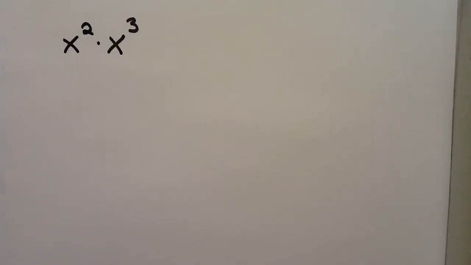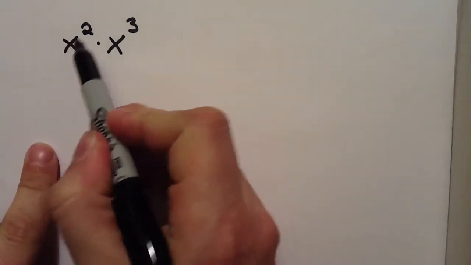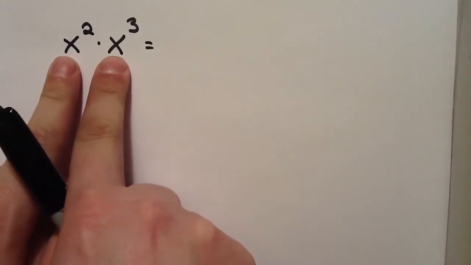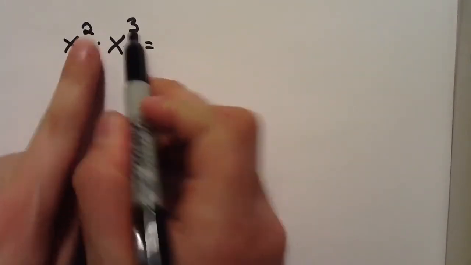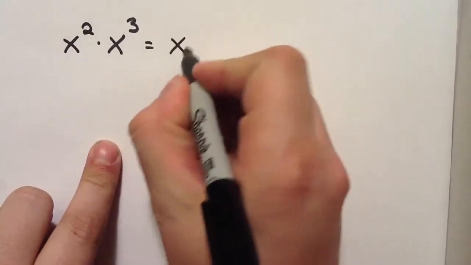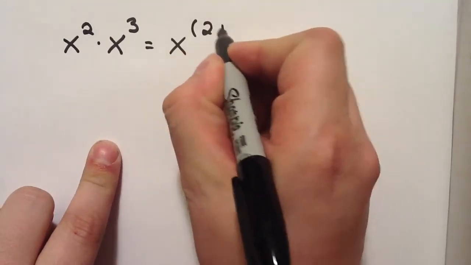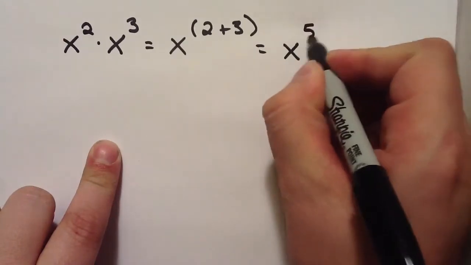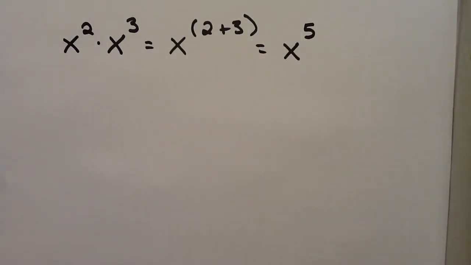In this video, we're going to talk about properties of exponents. Now, if I'm given a problem, x squared times x cubed, when I'm multiplying two numbers with like bases, I can take and add the exponents. So I get x to the 2 plus 3 equals x to the fifth, which works the same for fractions.